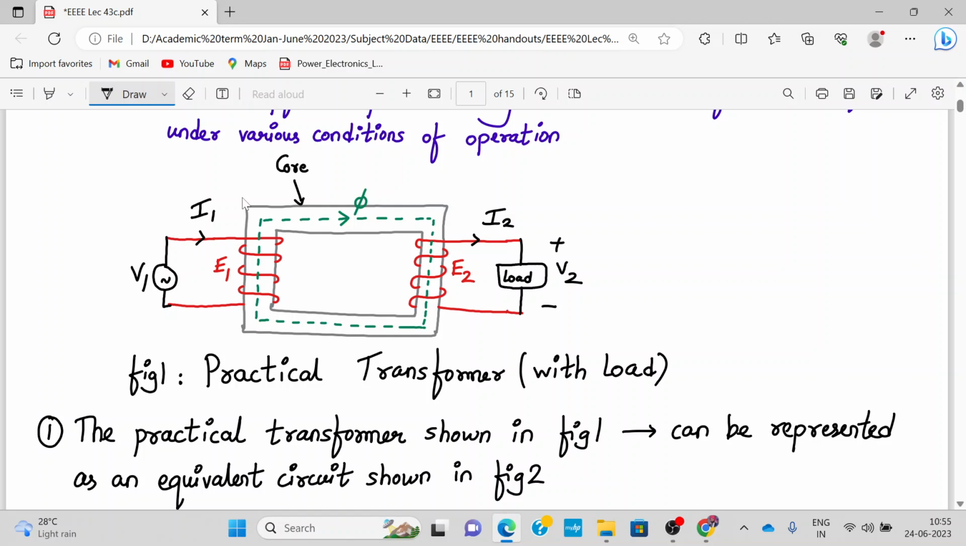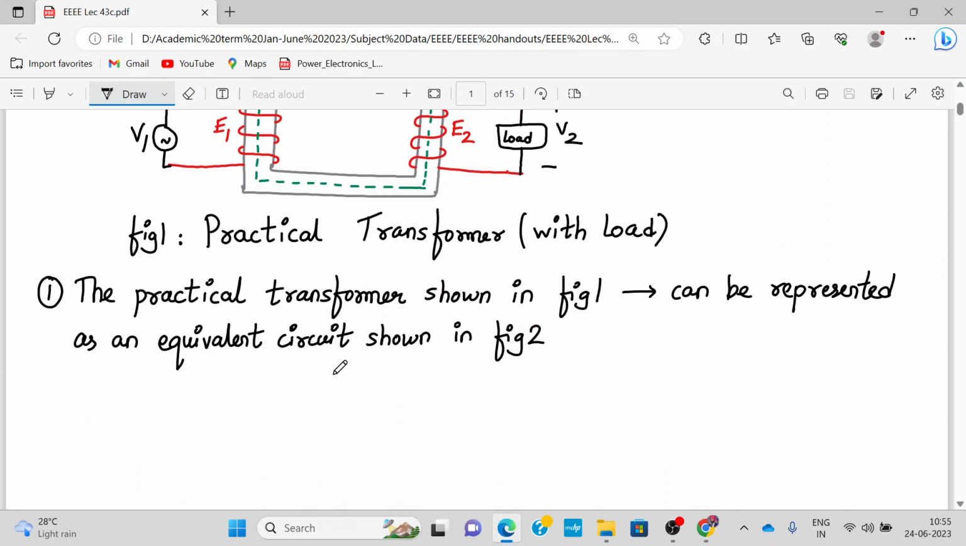secondary and the primary winding. This is the mutually induced EMF E2. E1 is the self-induced EMF, and I2 is the secondary current or load current, and V2 is the load voltage. So this is the practical transformer with load. Earlier we have studied a transformer with no load, but this is a practical transformer with a load. So the practical transformer is shown over here.